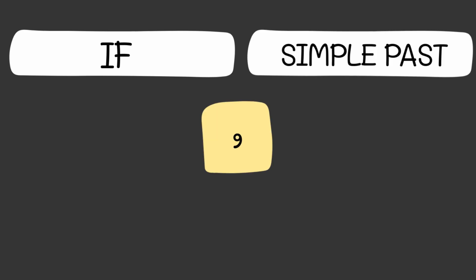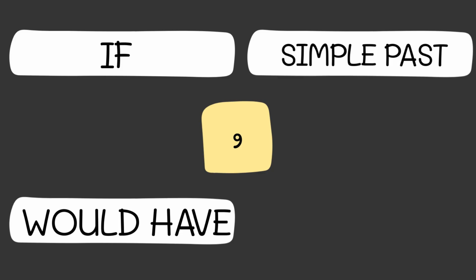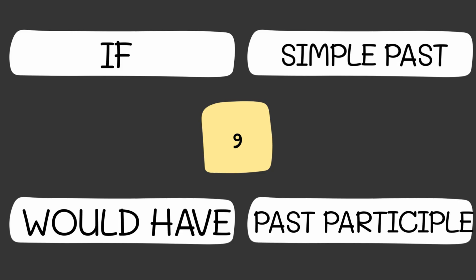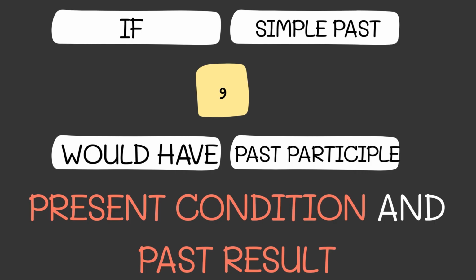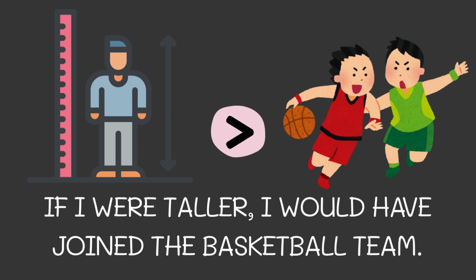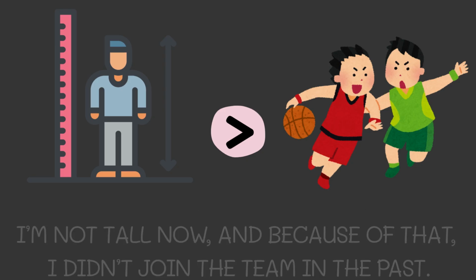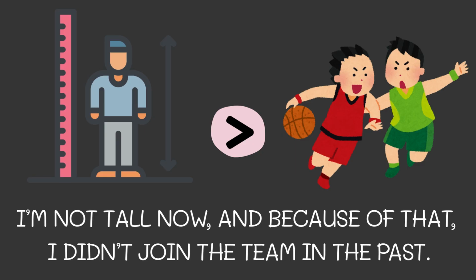The second is if plus simple past plus comma plus would have plus past participle. This structure talks about a present condition and a past result. Example: if I were taller, I would have joined the basketball team. I'm not tall now, and because of that, I didn't join the team in the past.